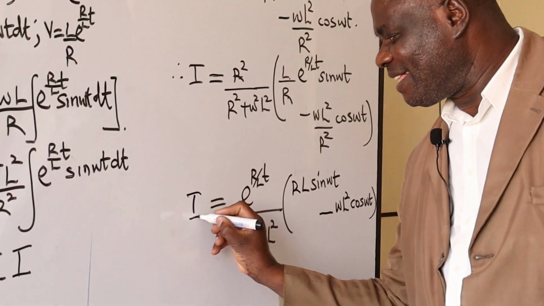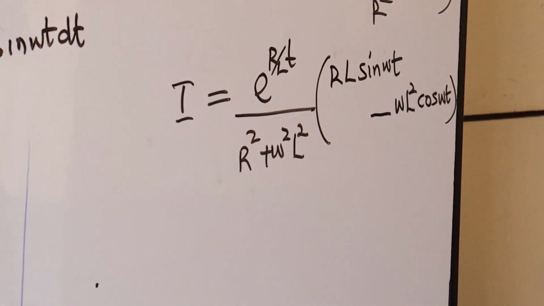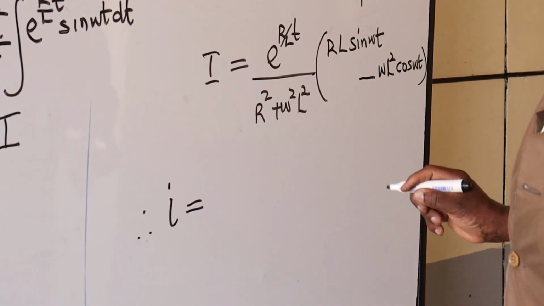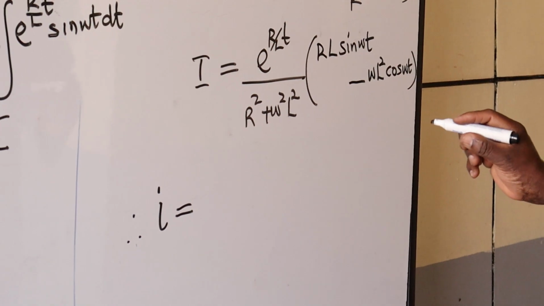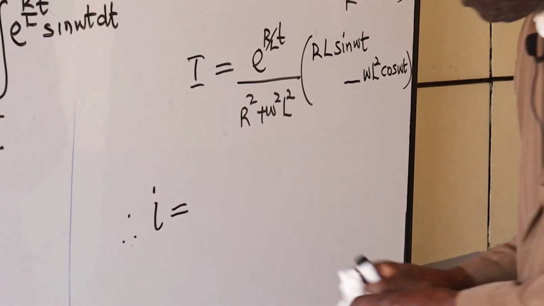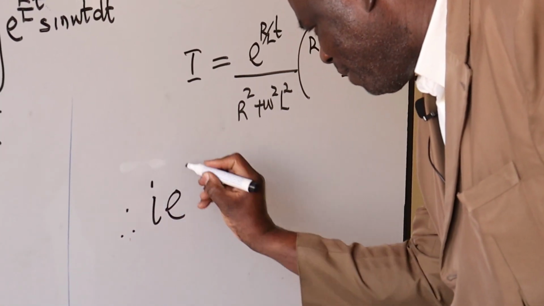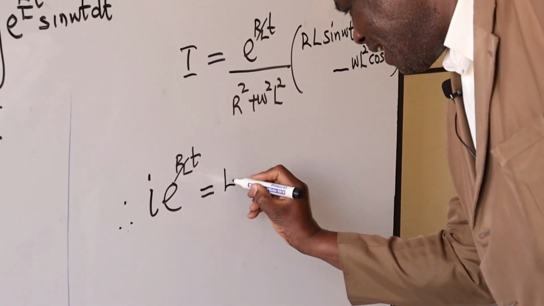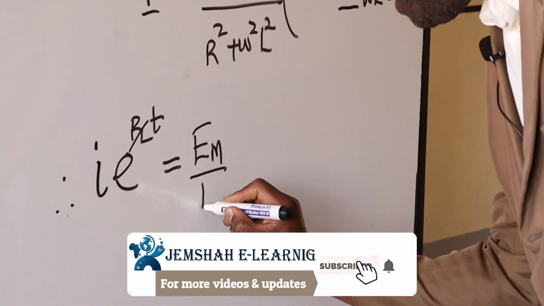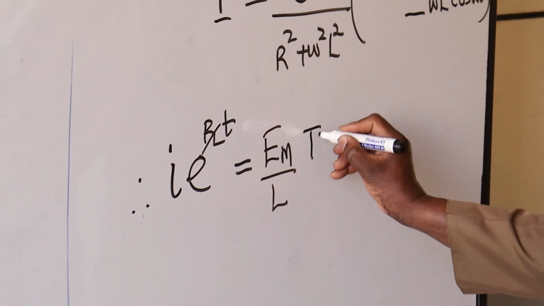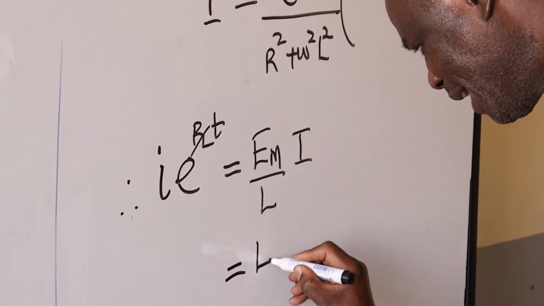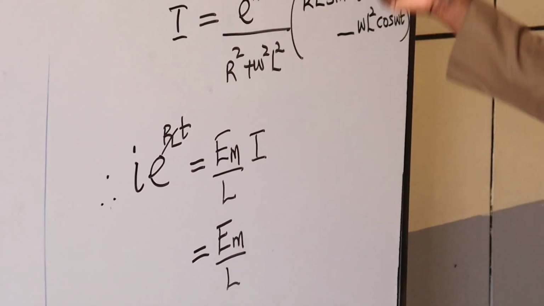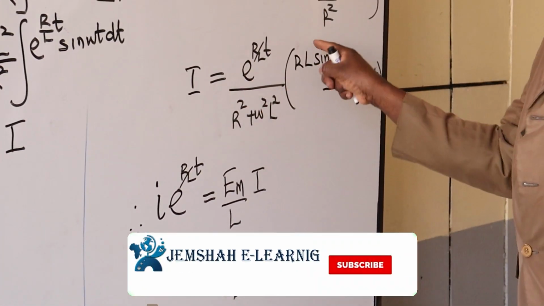So this is our I. Therefore, our I, remember, was equal to... Now I was multiplying e power R over L t, which was equal to Em over L. Multiplying that by our I, which is now Em over L, and our I, that was the integral. That integral, and our integral is this.